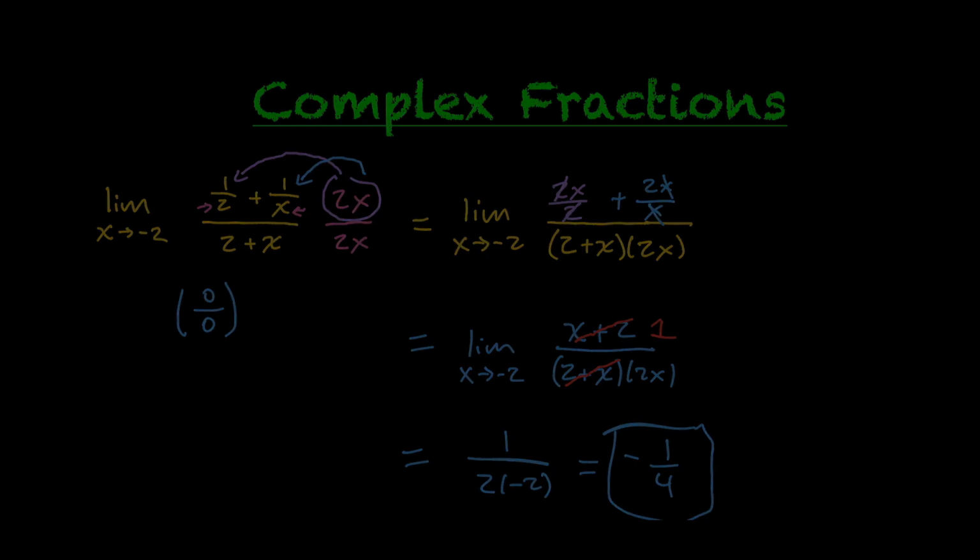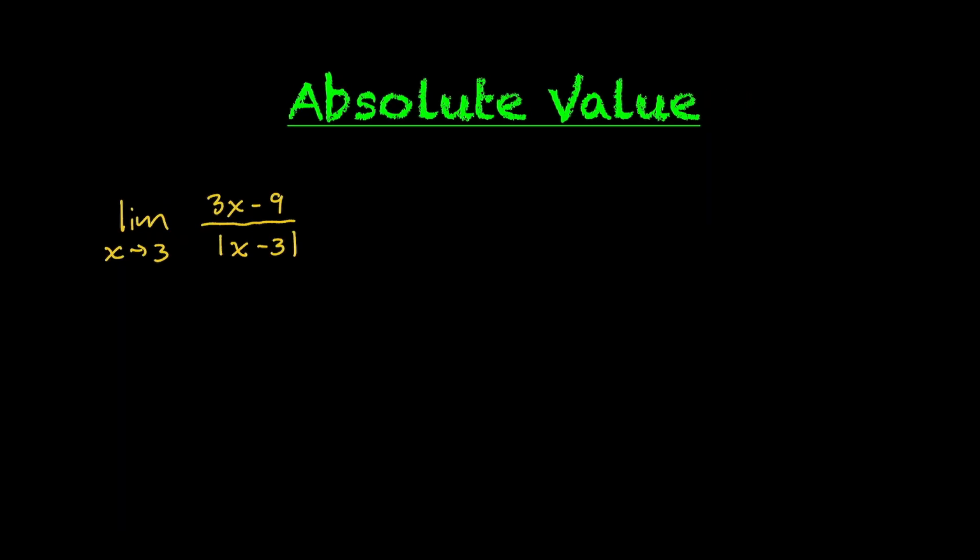So now let's take a look at a limit involving an absolute value. So here we have the limit as x goes to 3 of 3x minus 9 over the absolute value of x minus 3. We start the same exact way. We plug in x is equal to 3. We get 3 times 3 minus 9, or 0 on the top. And 3 minus 3 is 0, and the absolute value of 0 is 0, so 0 on the bottom. So we need to simplify this.